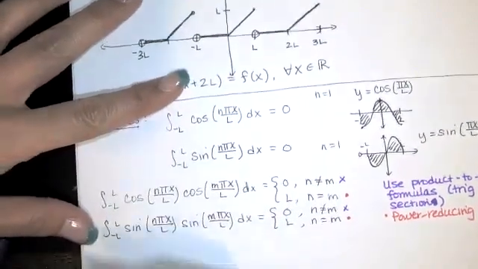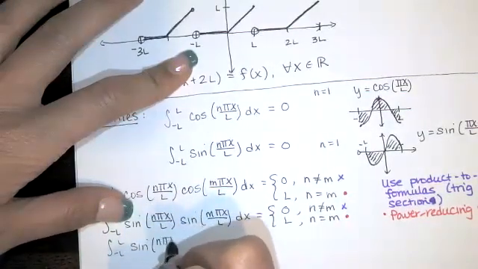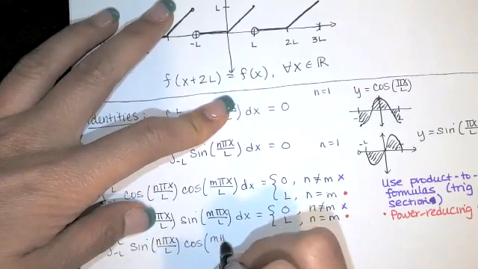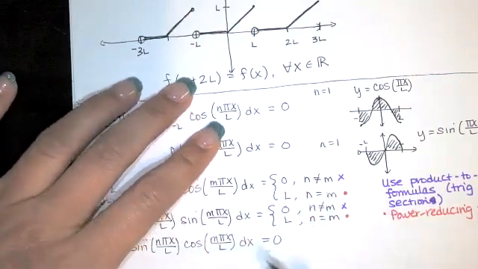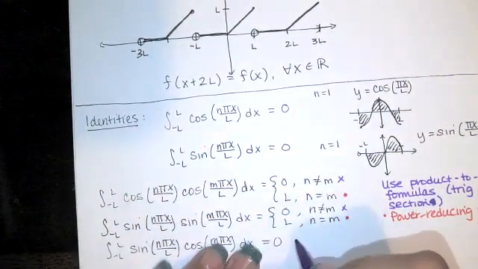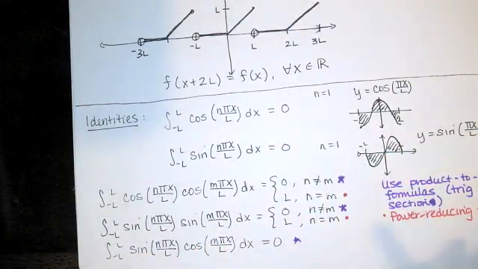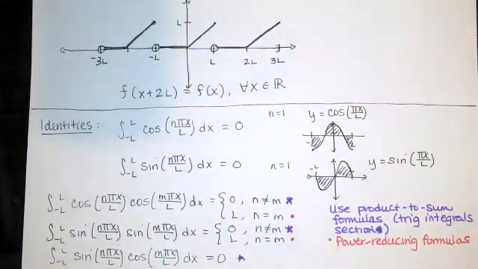Now, if you have a product of sine and cosine functions, it turns out you're going to get 0 every time. This can be proven using the product to sum formulas from the trig integrals section in Calculus 2 as well. We're not going to prove those, but we're going to refer back to these when we find the full Fourier series expansion of a particular function f.